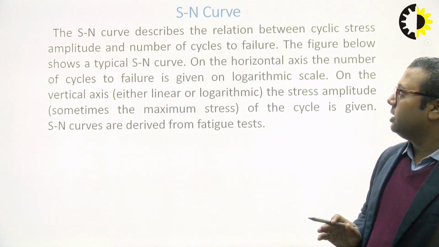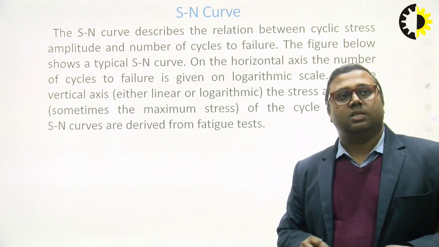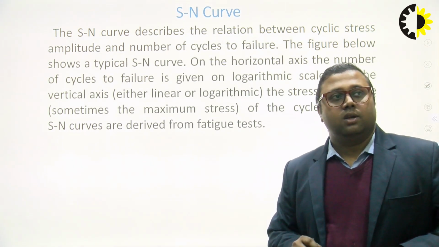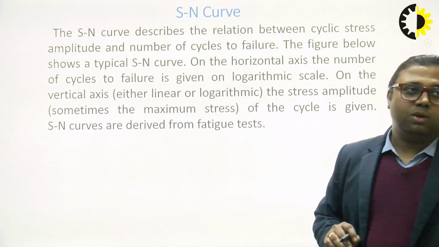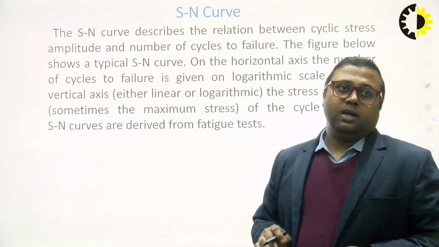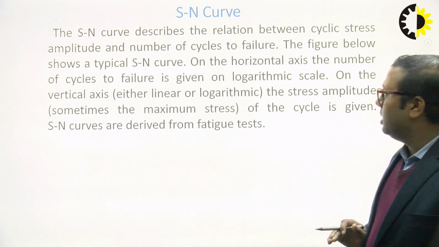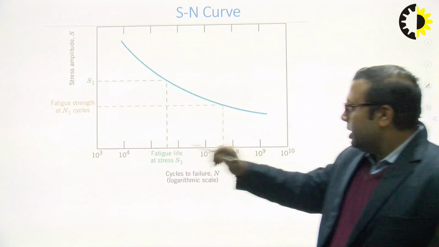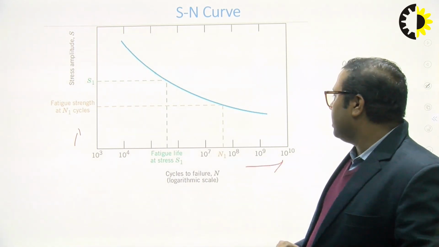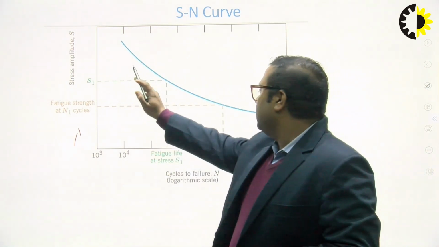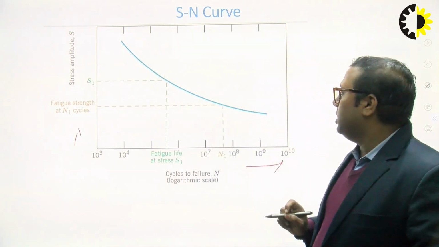In order to understand fatigue failure, we have to draw the SN curve, which is drawn between the stress and the number of cycles before fracture. Here the x-axis is on a logarithmic scale and the y-axis denotes the stress. You can see the fatigue strength at N1 cycles. As we go on increasing the number of cycles, the strength is decreasing.